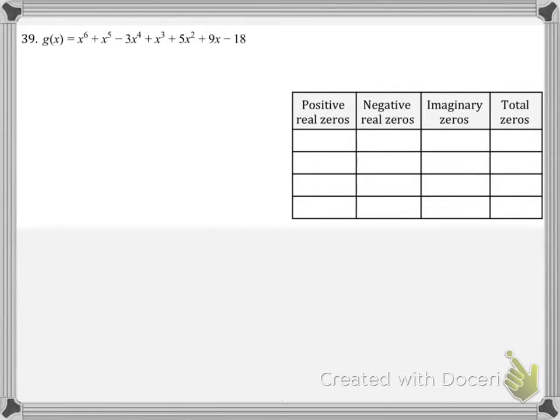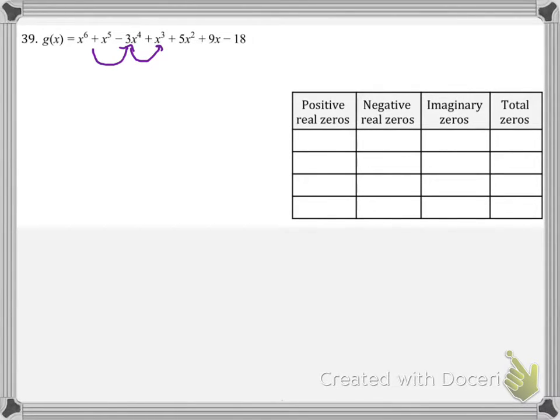This is 4.6, day 2, number 39. So we're trying to look at how many sign changes happen with g of x. Currently we see a positive x to the 6th and positive x to the 5th, so there is no sign change there. But from x to the 5th to negative 3x to the 4th, there's a sign change. And then from negative 3x to the 4th to the next one, that is another sign change.